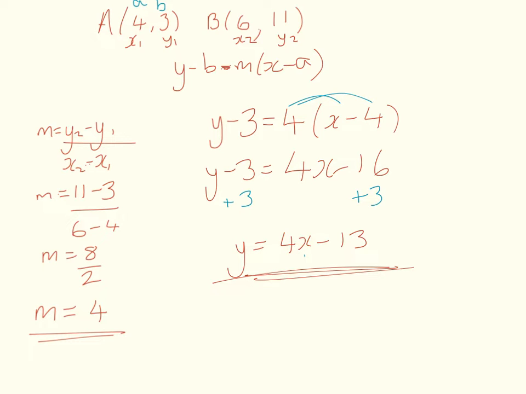The only difference from this question compared to others was I needed to calculate the gradient here. And I then used that gradient in my equation. I chose a and b to be 4 and 3 here. I could have chosen 6 and 11. I would have still got the same answer.